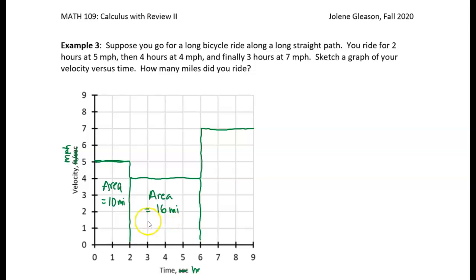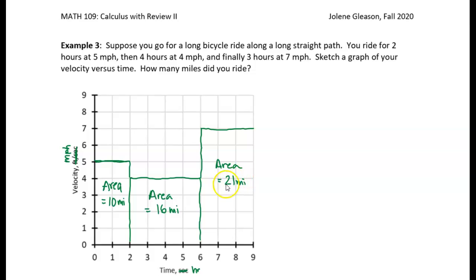Now, you notice that the velocity is in miles per hour. I realized I had the wrong units on the axes, so I had to change this. But our velocity is in miles per hour, our time is in hours, and when I multiply miles per hour times hour, I get miles. All right, and then finally in this last segment we went for 3 hours at 7 miles per hour. So the area is the distance. So the area under the curve here is 7 times 3, so 21 miles.